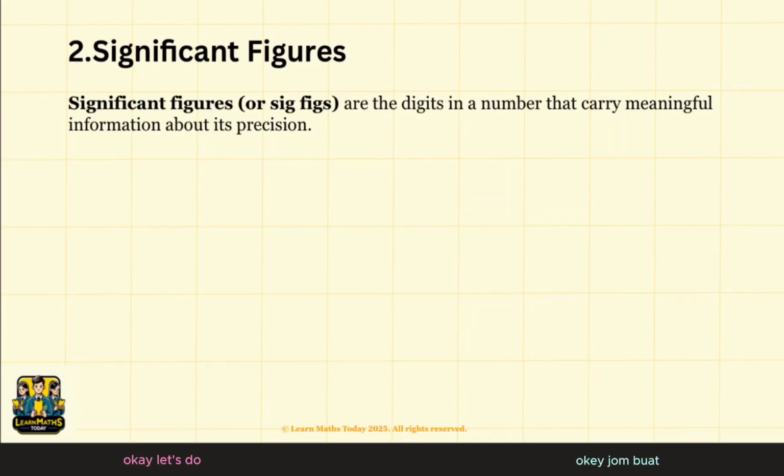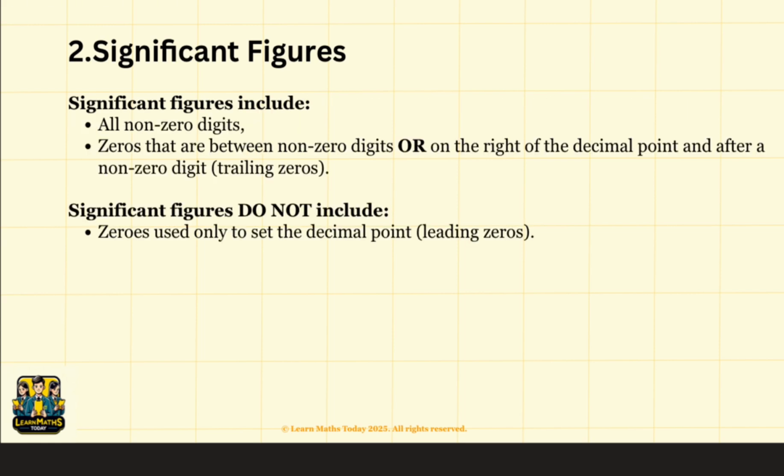Okay, let's start with significant figures, or you can call it sig figs. They are the digits in a number that carry meaningful information about its position. So, for example, significant figures include all non-zero digits and zeros that are between non-zero digits or on the right of the decimal point and after a non-zero digit, also known as trailing zeros. We'll explain these in a few more slides.